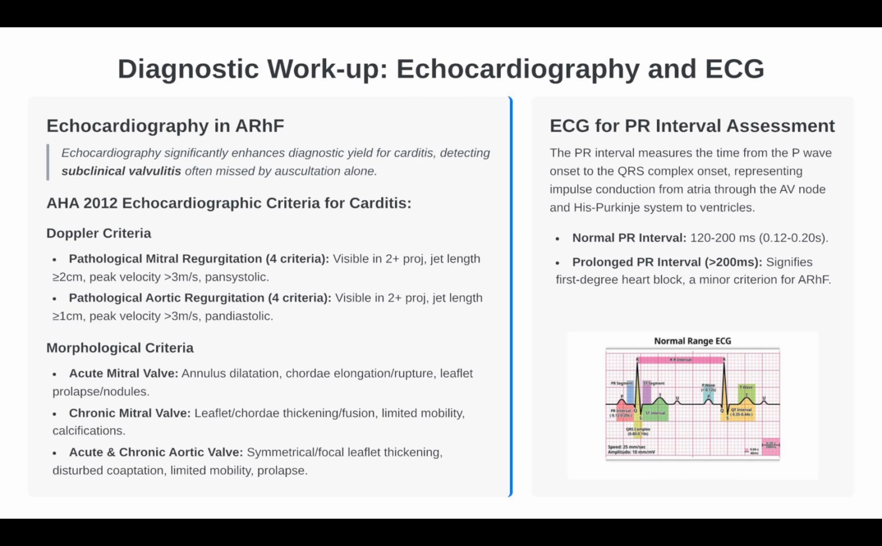Beyond Doppler, morphological criteria are also important. In acute mitral valve involvement, look for signs like a dilated mitral annulus, elongated or ruptured chordae tendineae, prolapse of the valve leaflet, or nodular lesions. In chronic mitral valve involvement, which develops later, you might see thickened leaflets, fused chordae, limited leaflet mobility, or calcifications. For aortic valve involvement, both acute and chronic, we look for symmetrical or focal thickening of leaflets, disturbed coaptation, limited mobility, or prolapse. Finally, an ECG helps us identify a prolonged PR interval, a key minor criterion indicating delayed conduction.